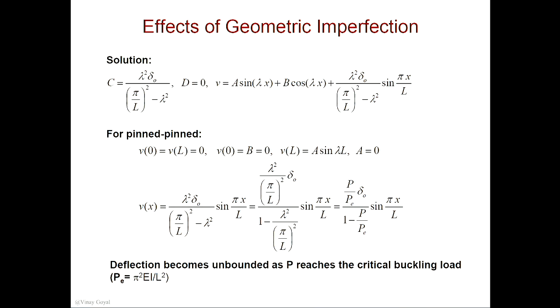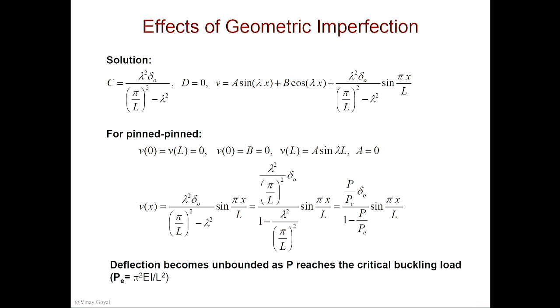PE is basically pi squared EI over L squared. I just define it as that, which is actually the first buckling mode for this beam. So what is this telling us? As P approaches the value of PE, the buckling load, what's happening? Can you tell what's going on? It goes to infinite. So deflections are becoming unbounded, right?